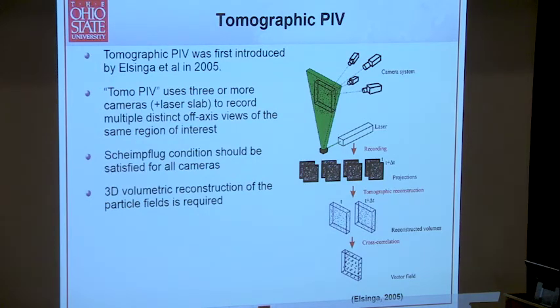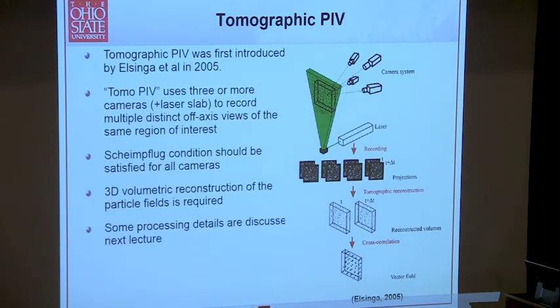But for tomographic, you have to do 3-dimensional volumetric reconstruction of the particle fields. And so there are many algorithms that handle this. This is done through MART-type algorithms, multiplicative algebraic reconstruction tomography, things that were adapted from the medical industry, CAT scans. And so the more views, the better, in terms of the particle volumetric reconstruction. That's a significant part of this technique.